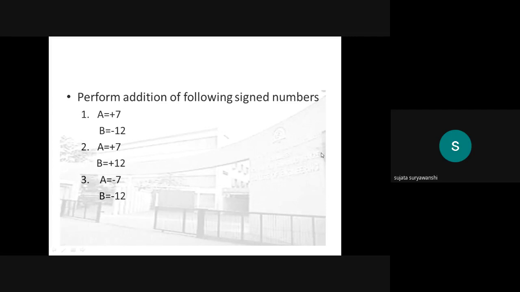And how to represent 7? 7 can be represented by 0111. And 12 can be represented by 8 plus 4, that is equal to 12. That's why 1100 is the binary representation of 12.